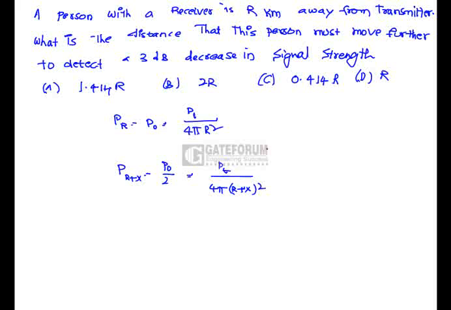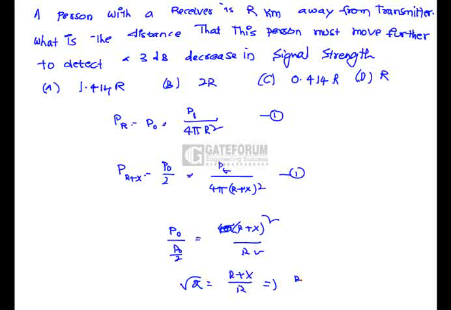So if we divide equation 1 by equation 2, P naught divided by P naught by 2 equals 4 pi (r plus x) whole square by r square, that is, 2 equals (r plus x) by r whole square, so root 2 equals r plus x by r. From this, r plus x equals root 2 r, x equals 0.414 r, and that is option C is correct.